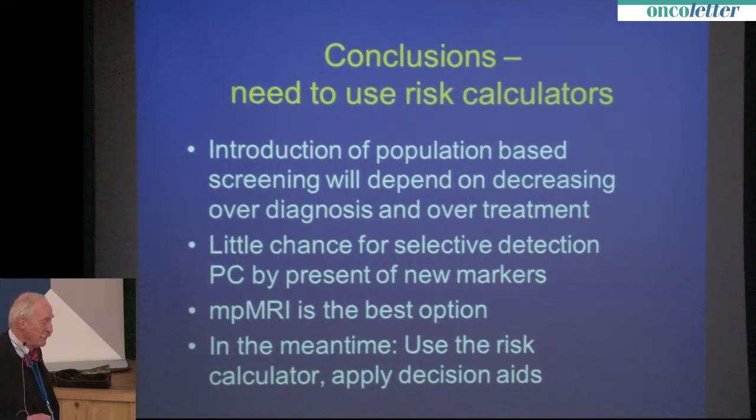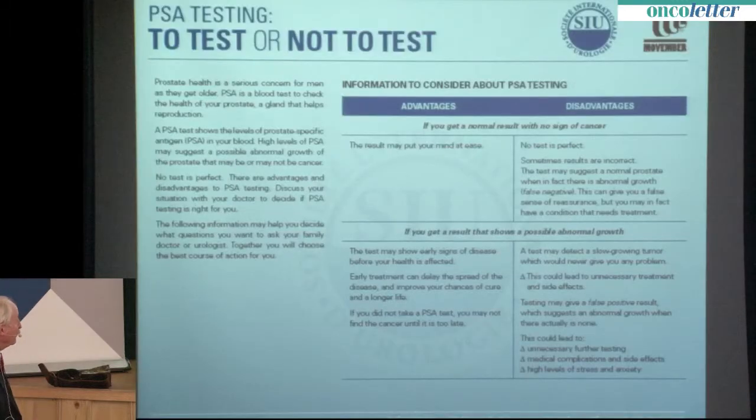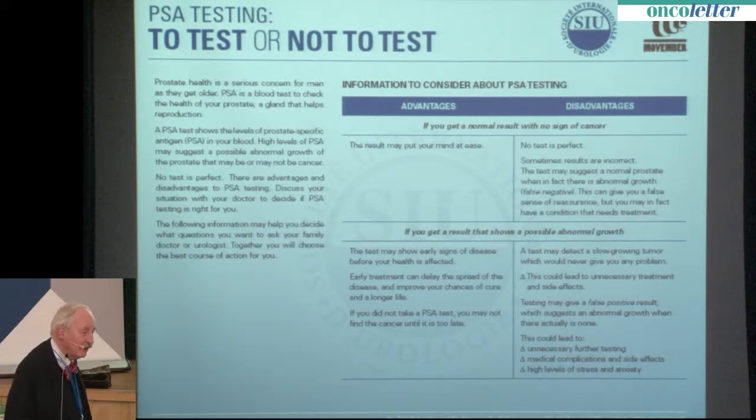We have to see larger studies, better studies, more comprehensive studies, and if possible, a randomized comparison. In the meantime, we should use the risk calculator and apply decision aids. And I'd like to refer to this decision aid that Monique Robol and I designed, and that is available on the internet of the SIU and of the Movember movement.